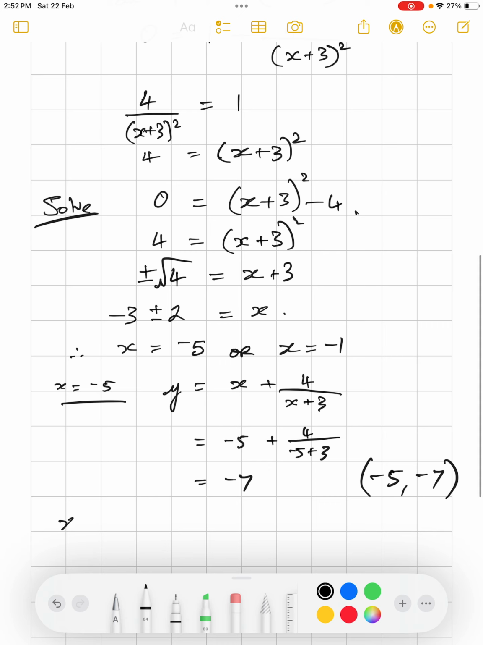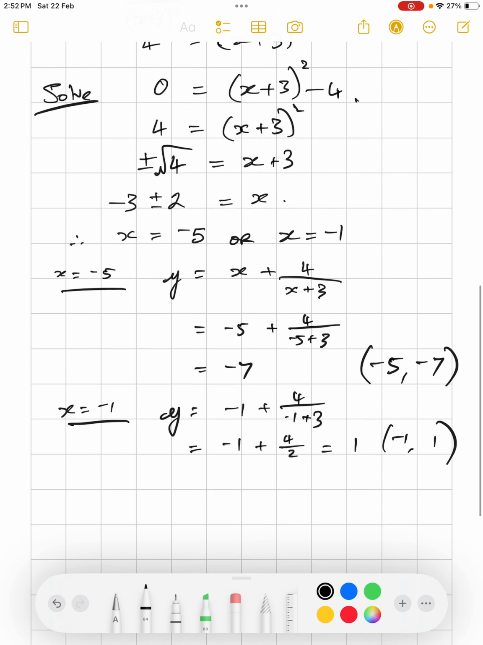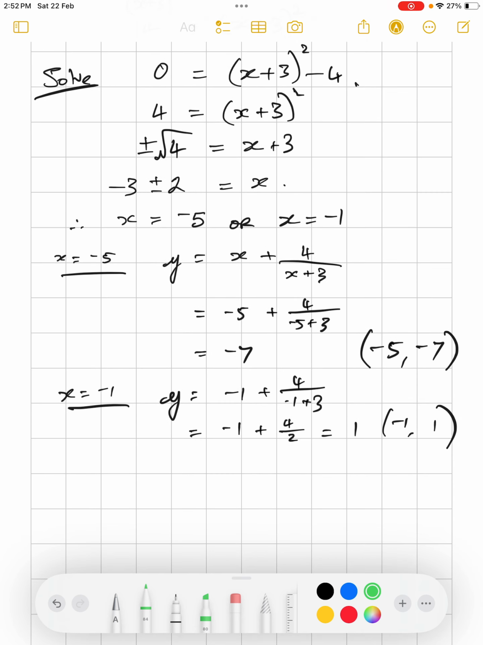We substitute the other stationary point by substituting negative 1. So negative 1 plus 4 over negative 1 plus 3. So it's negative 1 plus 4 over 2. So it's 2, and negative 1 is 1. So therefore at negative 1, 1, there's a stationary point. Now, what we have to do is we have to test these in the second derivative.